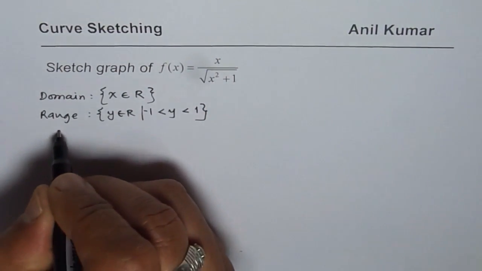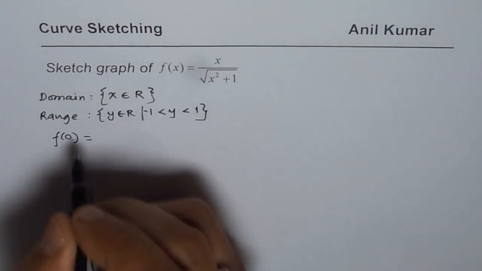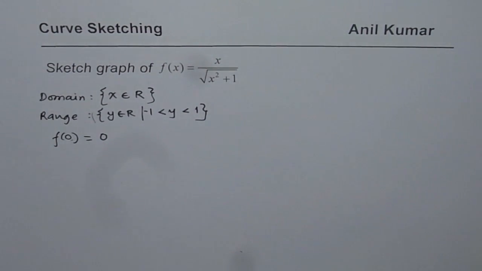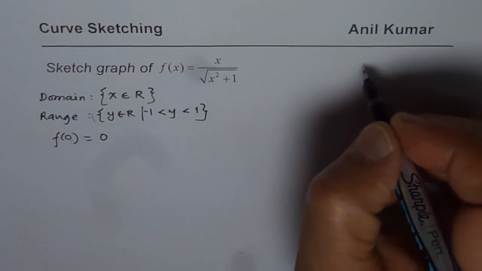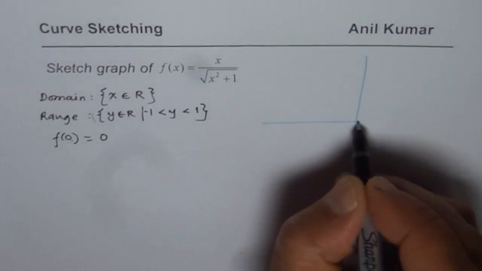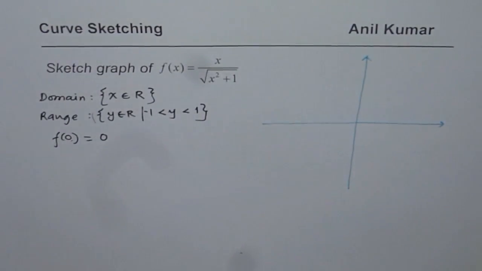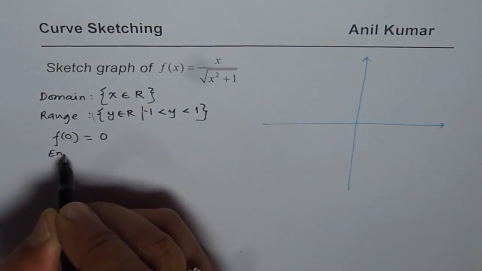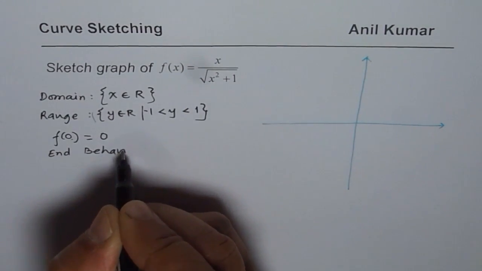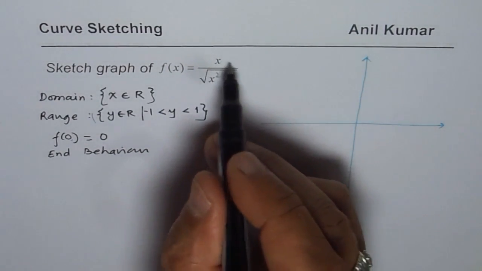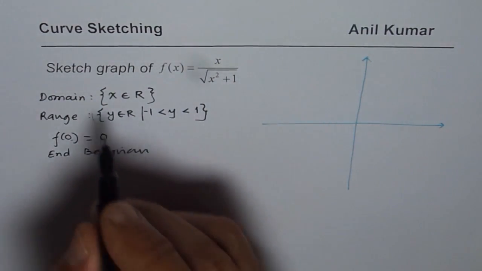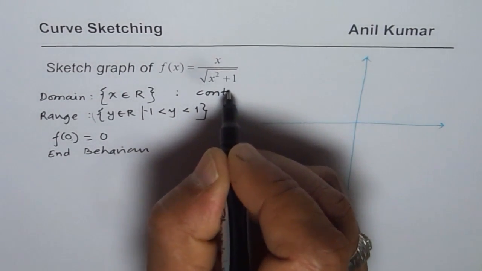So we can find the value of the function at 0. If I substitute 0 here, I get 0 over something, so it is 0, right? So we get f of 0 as 0. Now let us sketch. Let's plot the coordinate plane here. So this is our x-axis and y-axis. Now what we will do here is consider the end behavior. End behavior is what happens to this function, which is a continuous function. We see the domain is all real numbers. There are no discontinuities, so that also means it is a continuous function, right?